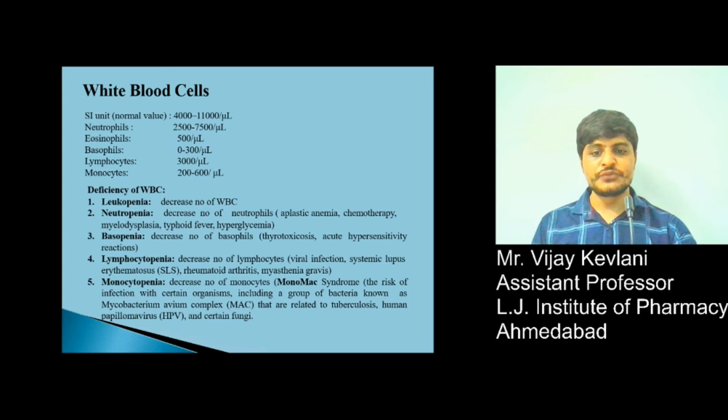Next is lymphocytopenia, a decrease in lymphocytes. It could be due to viral infection, systemic lupus erythematosus, rheumatoid arthritis, or myasthenia gravis. Means all autoimmune diseases lead to a decrease in lymphocytes, that is lymphocytopenia. Then monocytopenia, a decrease in the number of monocytes, which can be due to Mycobacterium avium complex, tuberculosis, human papillomavirus, and certain fungi.